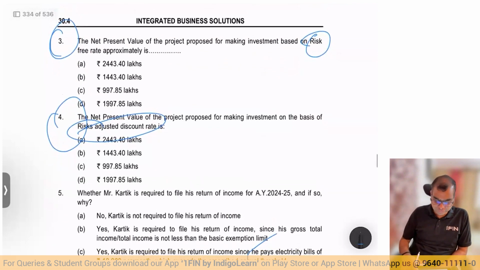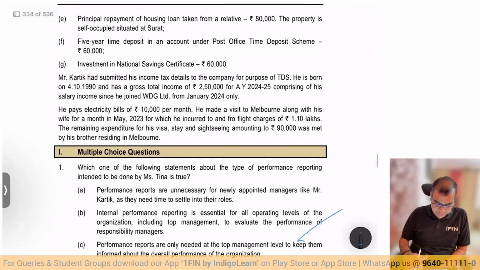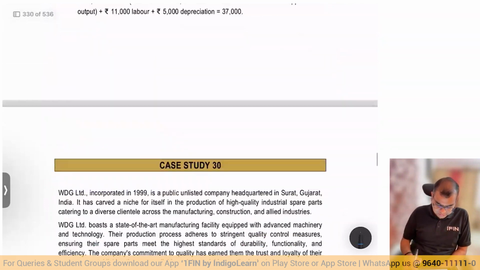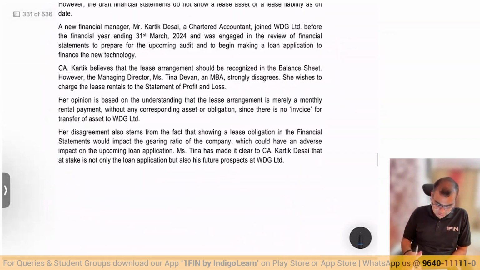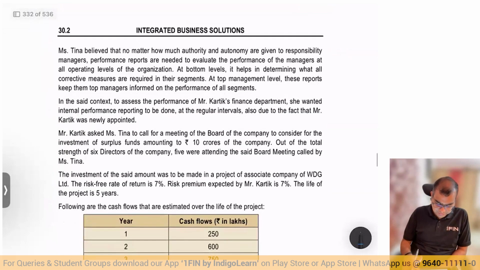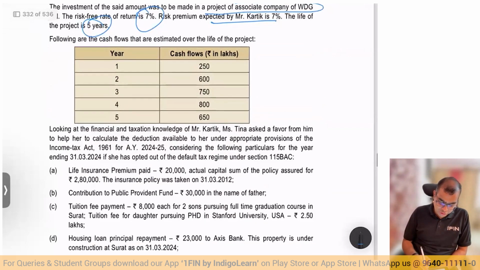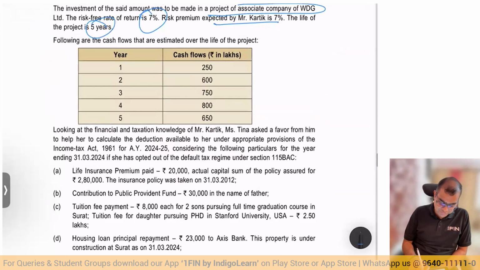Part 3 and 4. So what are parts 3 and 4? Let us see. Have they given any cash flow, and any of that detail? The audit, disagreement, lease obligation. Investment. Project of associate company, the risk-free rate is 7%, risk expected is 7%, life of the project is 5 years. So they have cash flows for each of the years.